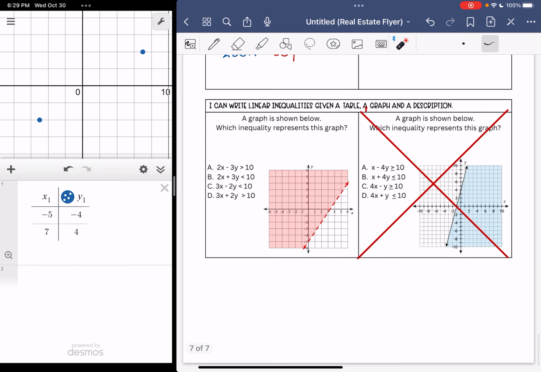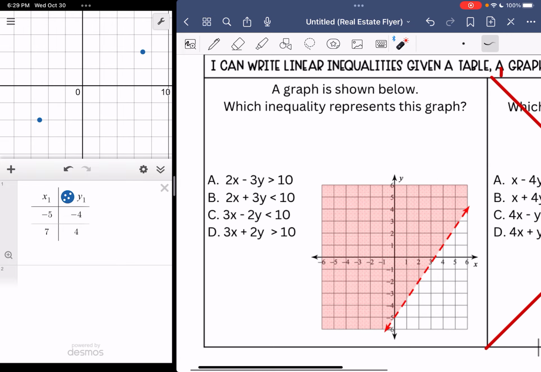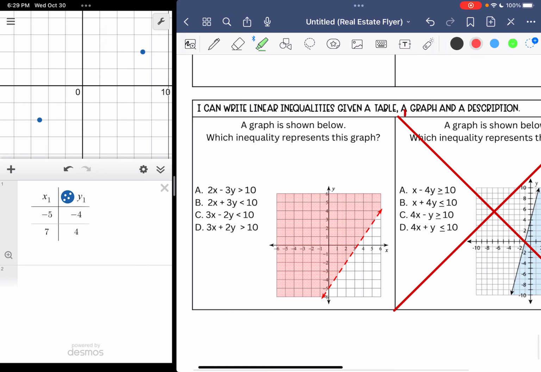Okay, we have one more to do, and there is a problem on the very last question, so we're not doing that one. It says I can write inequalities given a table, graph, and a description. We're only going to do it from a graph.